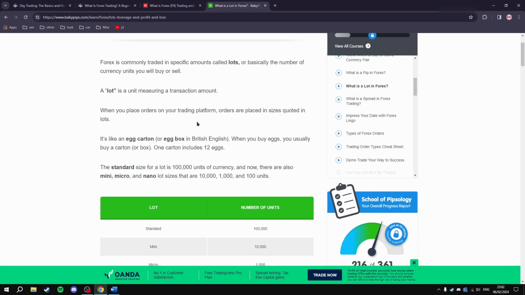It's like an egg carton, or egg box in British English. When you buy eggs, you usually buy a carton or a box. One carton includes 12 eggs.